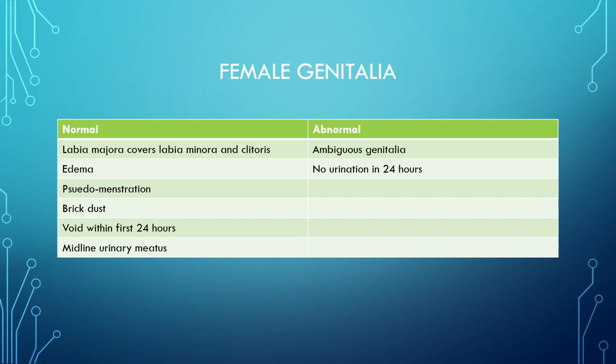Brick dust is what we call, you might see it in their urine. If you took a brick, like when you build a house, and you break some of it off, it's a reddish, powdery look. That's what the urine can look like, brick dust. They should be able to void within the first 24 hours, and the urinary meatus should be midline.